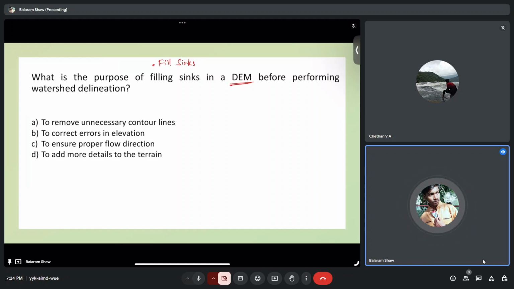what will happen? The water will get stuck in the depression. But in the ground truth, if you see, there will be no depressions there, and hence the flow direction will change, right? So to ensure the proper flow direction and to correct these errors in the elevation, we use this fill sinks option while delineating the watershed. Okay, so the correct answers are B and C.